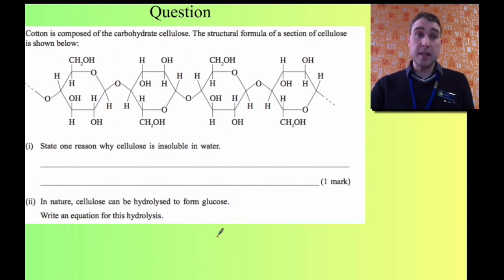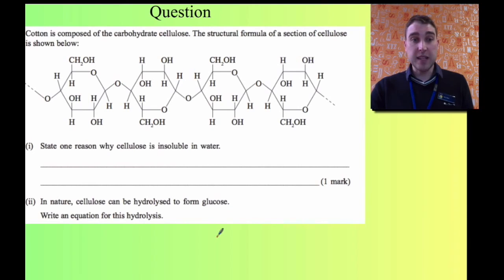Here's another question. It says cotton is composed of the carbohydrate cellulose. The structural formula is shown there. State one reason why cellulose is insoluble in water. There's a few ways you could look at this. You could say that the molecule is very long, so it's a long carbon chain with few opportunities for hydrogen bonding between water and the cellulose structure, and that will make it insoluble in water. Another way of looking at it is that there will be extensive hydrogen bonding between the cellulose polymer strands, and to dissolve in water you would need to break those hydrogen bonds between the strands and get water remaking those hydrogen bonds essentially. That would be very difficult to do.